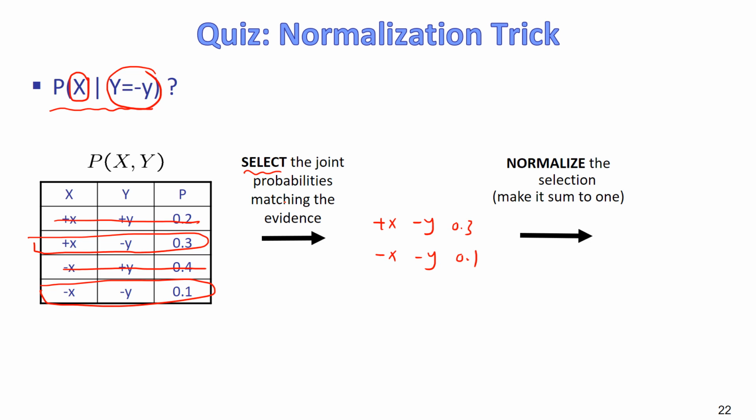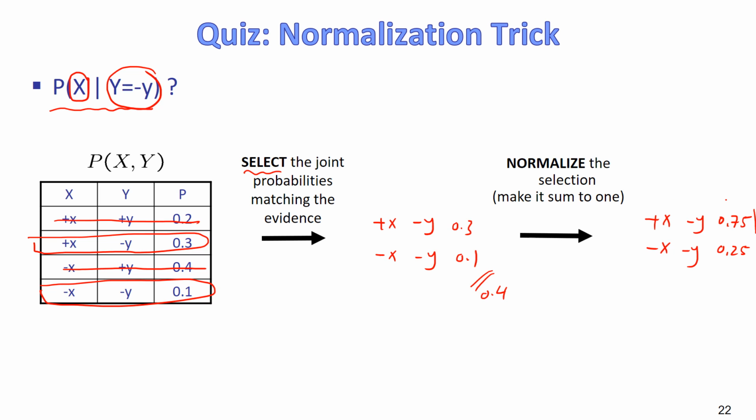Okay, then we get the sum first. So what is the sum of these values? It will be 0.4. Yes, so here we just need to divide by this value. So it will be 0.3 divided by 0.4, which is 0.75. And the other is 0.25, right?